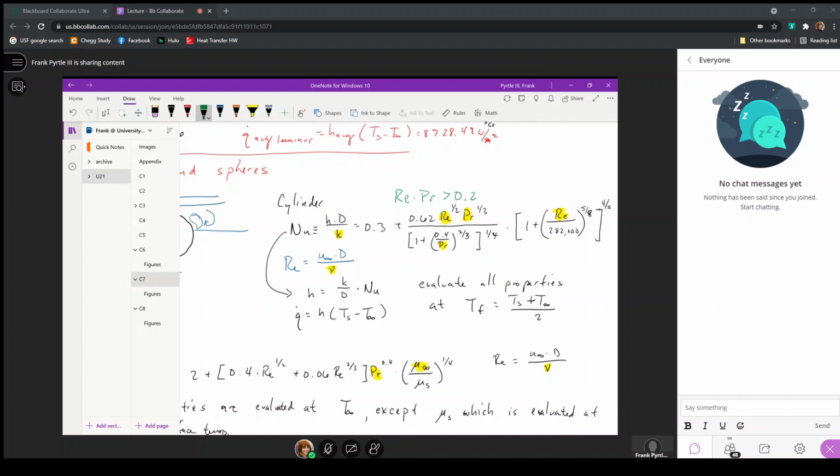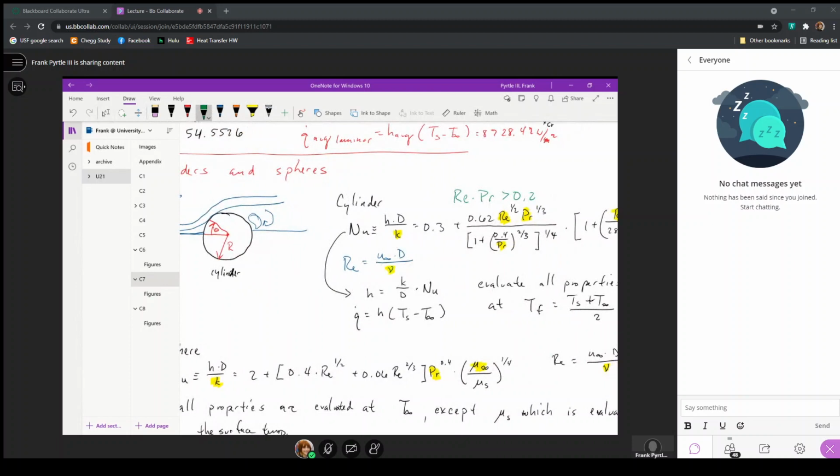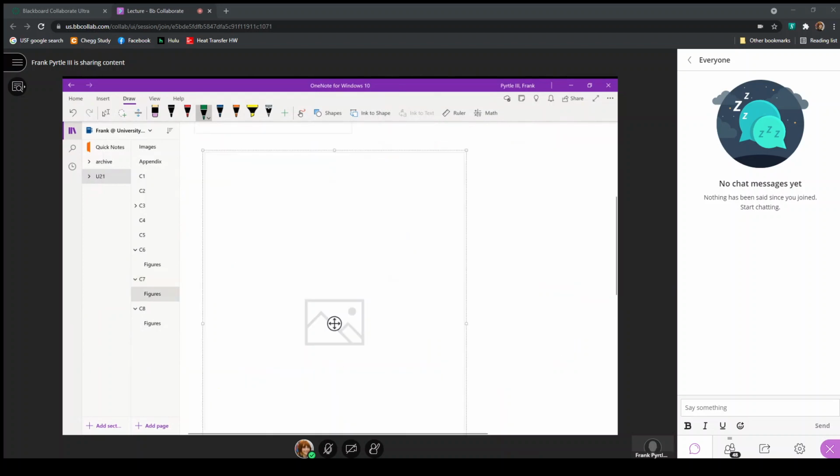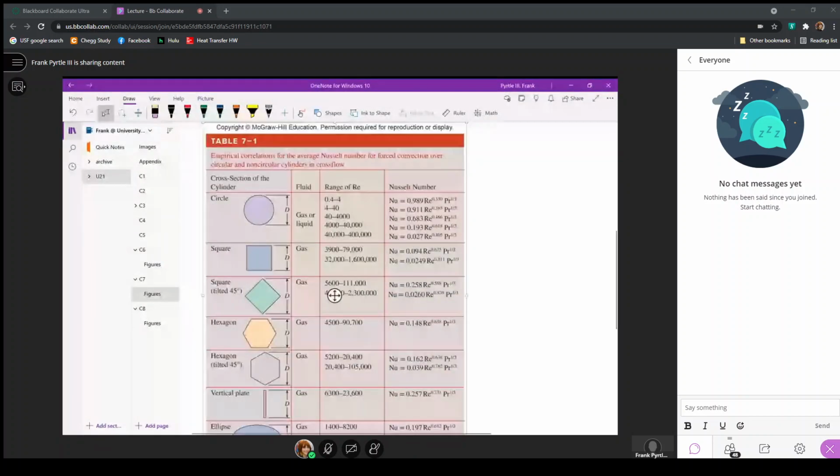So it's been verified and considered for all kinds of external flows over a circular cylinder. This is only applicable to a circular cylinder. But particularly when you venture off into other cylinders, non-circular cylinders, is when we refer to this expression.